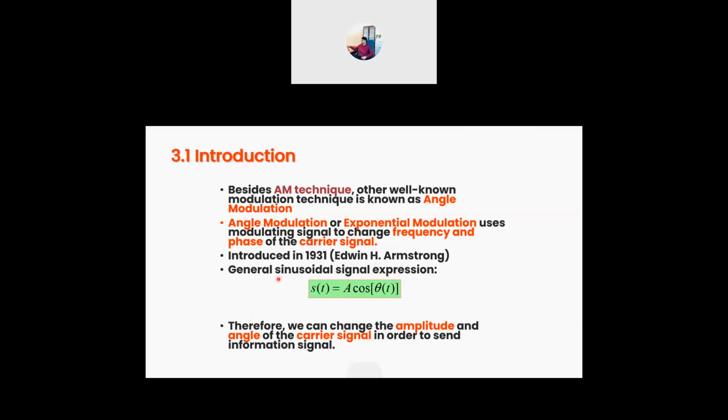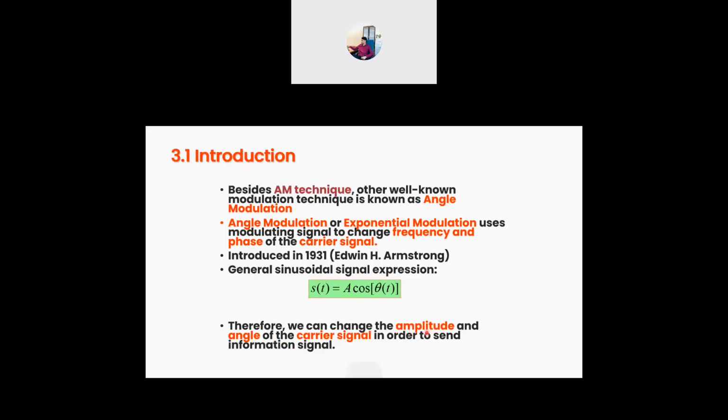So we talk about sinusoidal, meaning a sinusoid or sine. s(t) equals A cos θ(t). So this is the angle. Therefore, we can change the amplitude and angle of the carrier signal in order to send the information signal. Here we can change the amplitude and angle of the carrier signal.